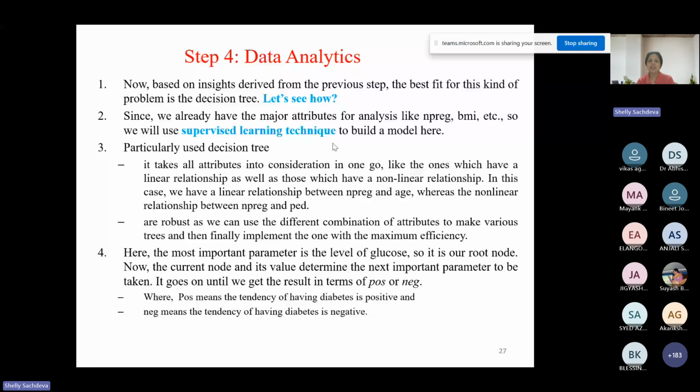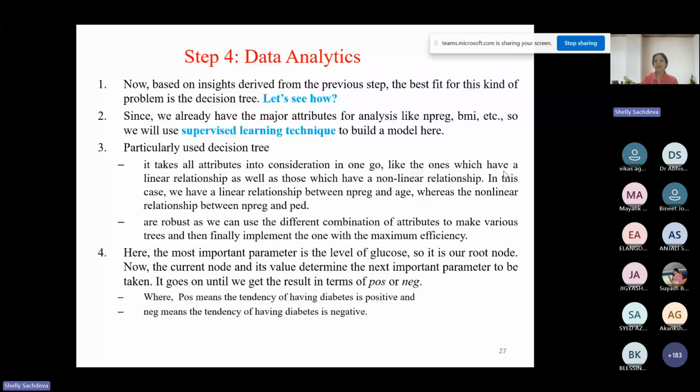The first reason for using the decision tree on this data set was that it takes all the attributes into consideration in a single go, both those with a linear relationship and those with a non-linear relationship. For example, the linear relationship was between NPREG and age, and the non-linear relationship was between NPREG and PED. So it will be considering all the relationships in a single go.